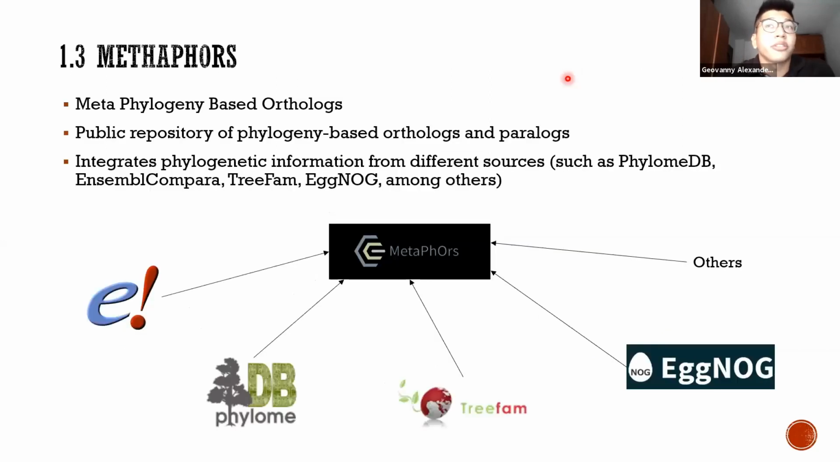Among all these methods, MetaPhOrs, which stands for meta-phylogenetic-based orthologs, serves as a public repository of phylogenetic-based orthology and paralogy predictions. It integrates phylogenetic information from different sources, such as PhylomeDB, Ensembl Compara, FARM, EggNOG, among others. I think that currently there are about 13 different sources. And MetaPhOrs was developed a few years ago by the Comparative Genomics group.